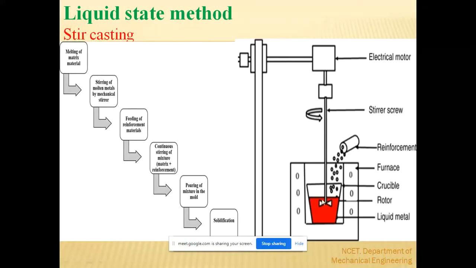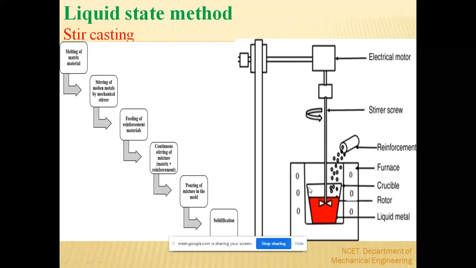Once the reinforcement is fed into the molten metal, continuous stirring has to take place. Feeding and stirring into the molten metal, these two or three processes should be continuous, so that uniform distribution of the reinforcement in the molten metal takes place.